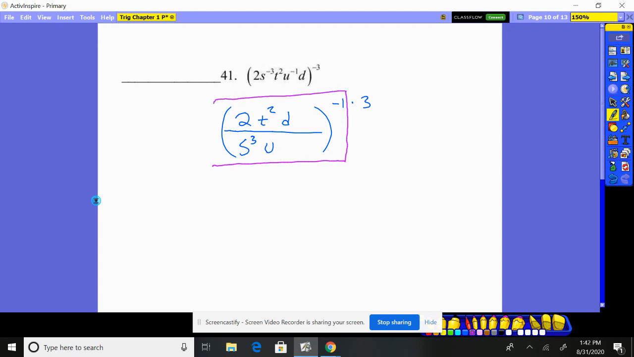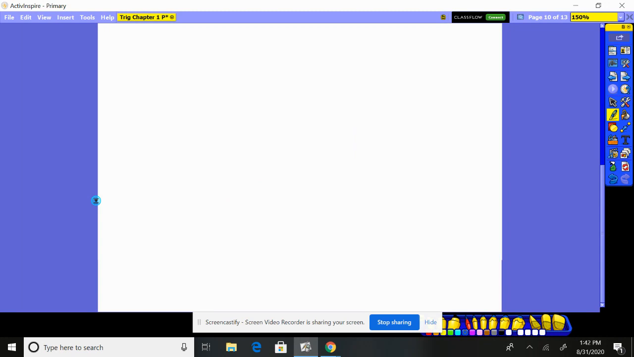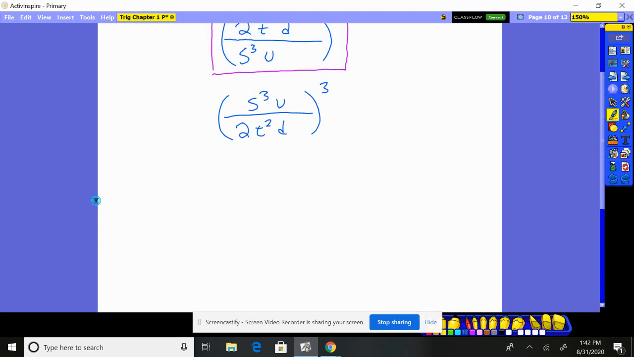Everything's nice and clean. We can go ahead and do the negative 1, which simply says, hey, give me the reciprocal. Flip everybody. So the S cubed U goes up top. The 2t squared d goes to the bottom. And then we're going to cube it. Now, when we cube it, that means multiply it by itself 3 times. So I'm going to write this out 3 times. And in this case, for you, I'm going to go ahead and write out everything.